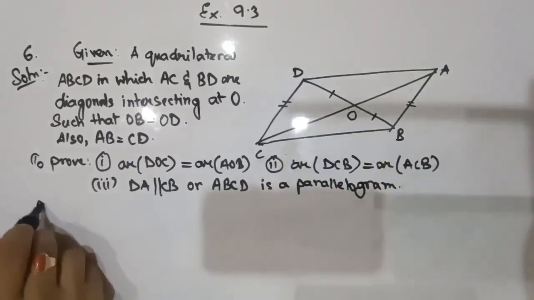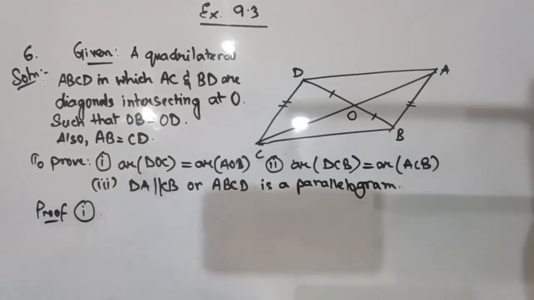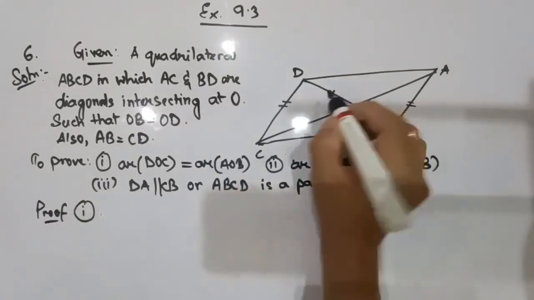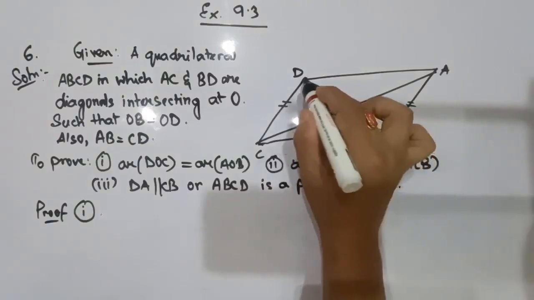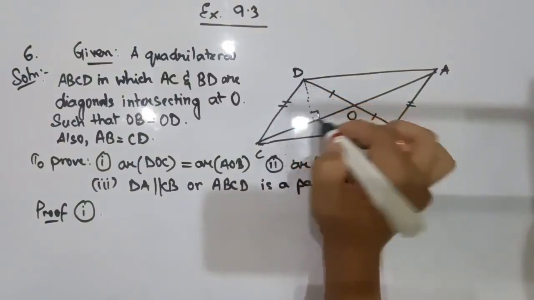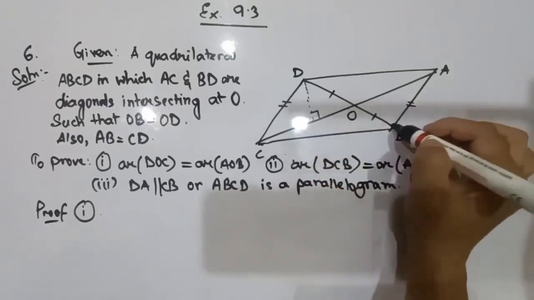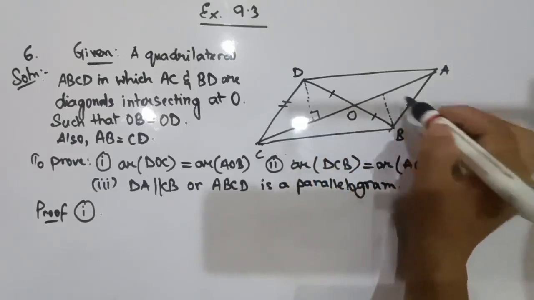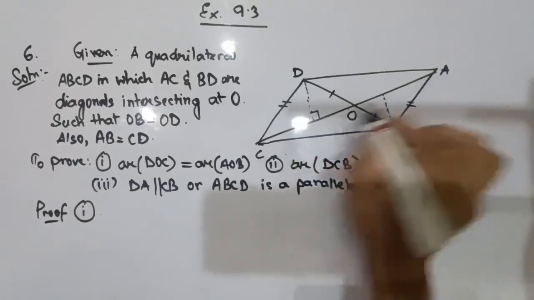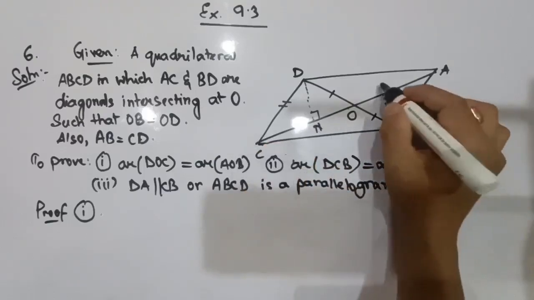So let us prove the first part, that is area of triangle DOC is equal to area of triangle AOB. For that, we are going to construct a perpendicular from the vertex D to the diagonal AC, let me name it DN, and also a perpendicular from the vertex B to the diagonal AC, let me name it BM.